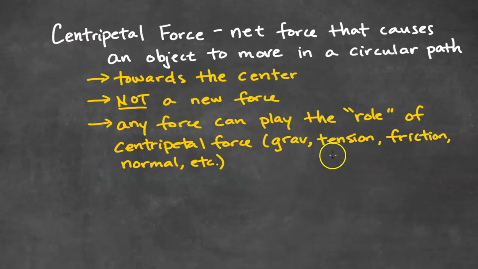In order for an object to move in a circle, there must be a centripetal force. This is the net force that causes an object to move in a circular path. So there are a lot of details here that we have to be really careful about when we talk about centripetal force. First, it is towards the center.